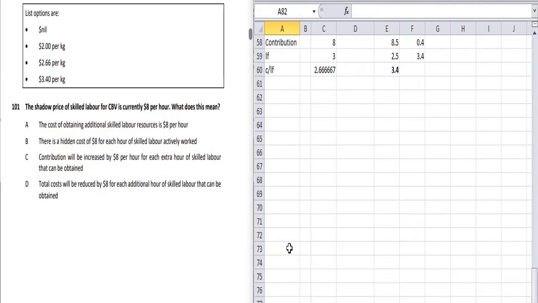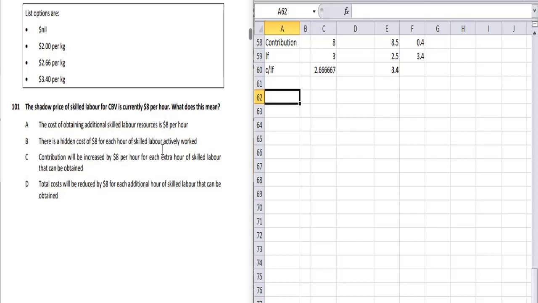So the shadow price: the cost of obtaining additional skilled labor resources is 8 per hour. No, the cost of obtaining additional skilled labor resources will be 8 plus whatever the existing rate we are paying to labor, not just the 8. It's only the additional or incremental amount over the existing one, or incremental contribution. The option says there is a hidden cost of 8 for each hour of skilled labor actively worked.